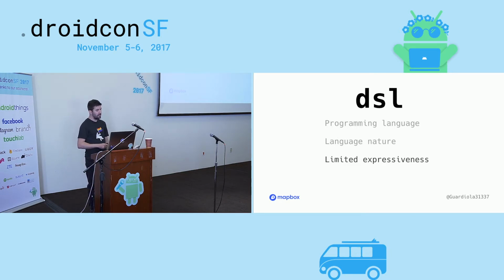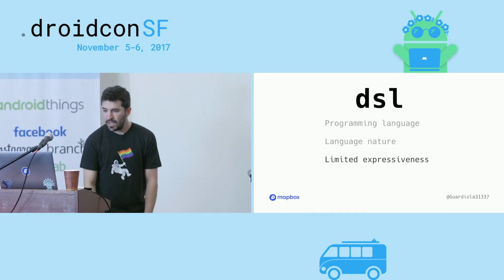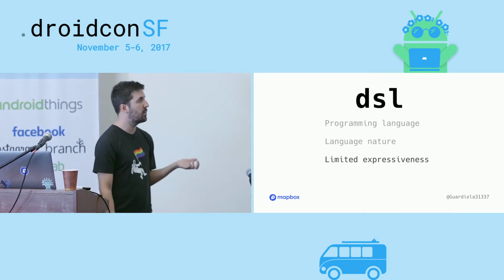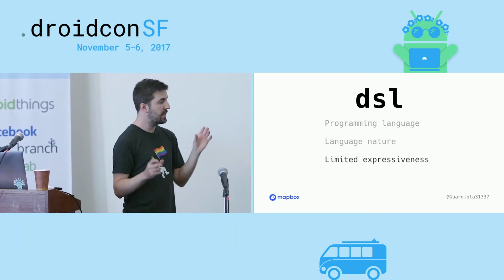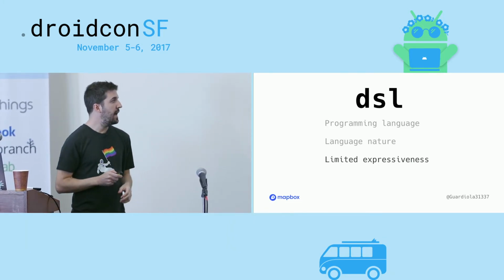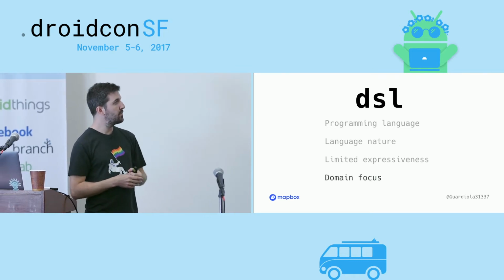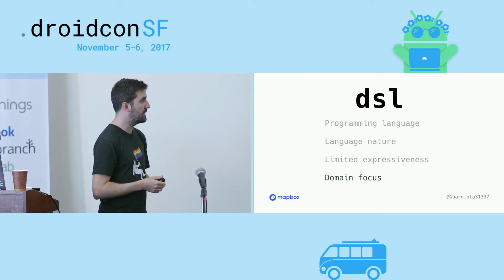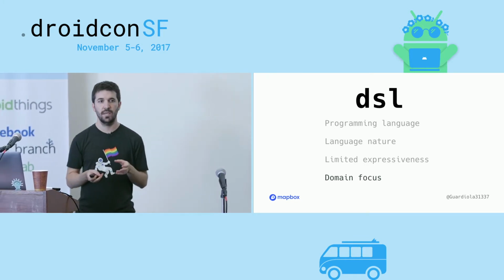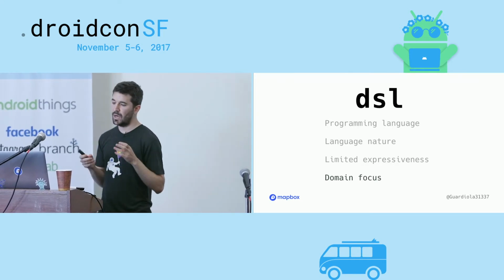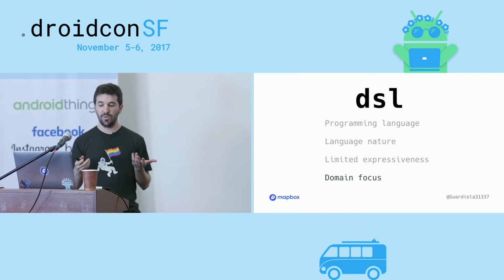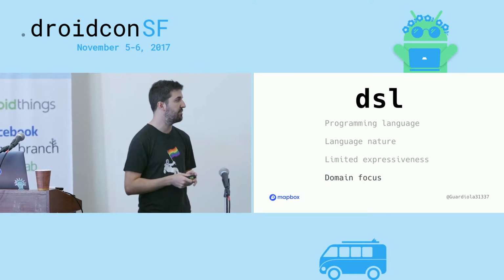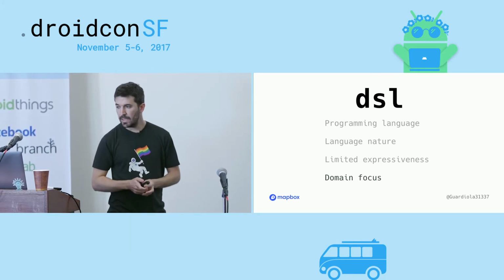Third, the limited expressiveness. You should use a DSL for one particular aspect of a system, so it has to be limited. And this is also related to the last point, which is that a DSL needs to be focused. A DSL is only useful if it has a clear focus on a specific part of your system.